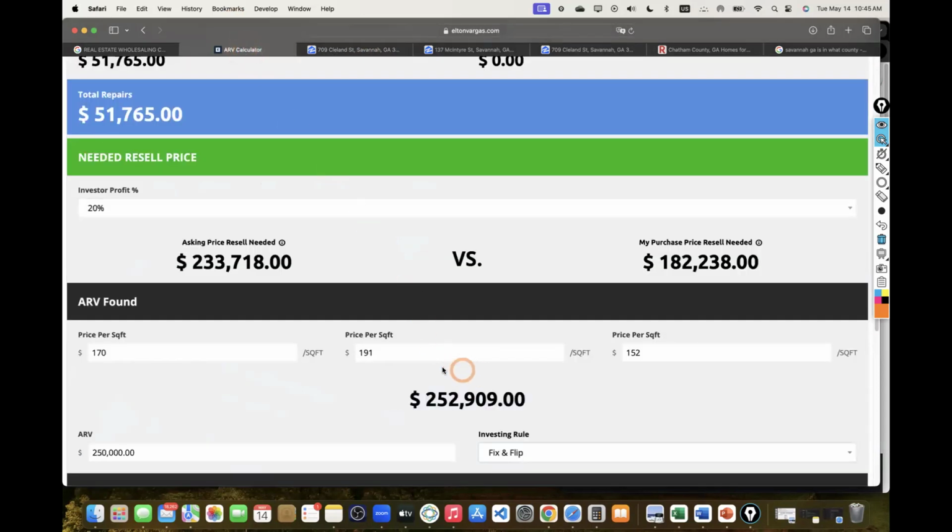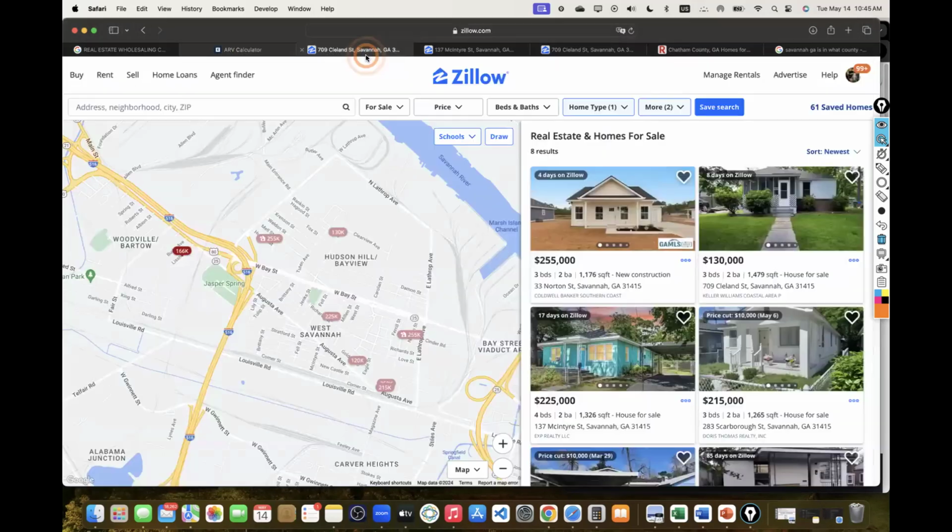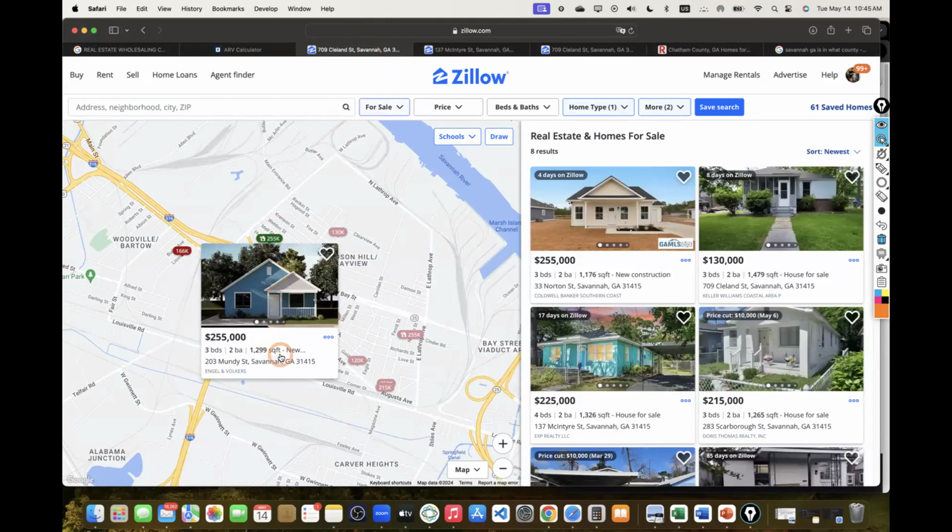So our ARV is based on the comps that I pulled, both what's available and what has sold. We didn't find anything under contract at the moment, except for one, but that one is a 2024 built home. What's the square footage? 1,299. So you see how these new construction homes are starting to push up on the square footage. We're getting closer to 1,200. That's what a lot of these construction guys are trying to do, so that they can push up the price on these properties as well.